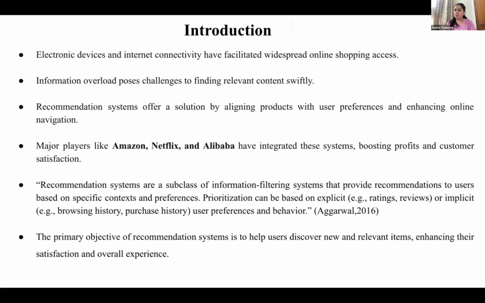Recommendation systems are a subclass of information filtering systems that provide recommendations based on specific concepts and preferences. Prioritization can be based on explicit or implicit preferences and behavior. All the major players like Amazon, Netflix, Alibaba have integrated these systems, and it is helping them boost their profits and customer satisfaction. The primary objective of a recommendation system is to help users discover new and relevant items, enhancing their satisfaction and overall experience.